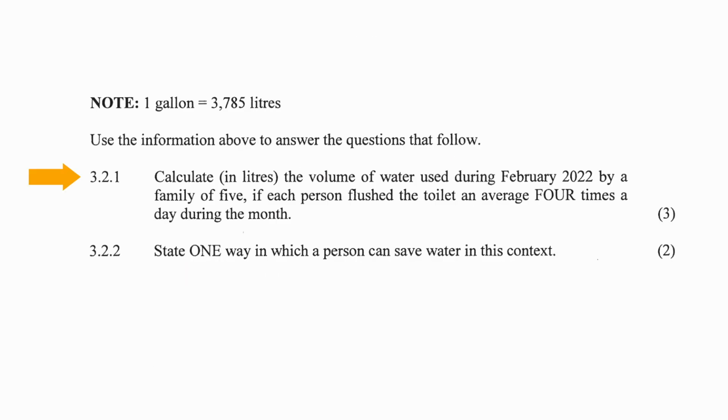In question 3.2.1, you are instructed to calculate in liters the volume of water used during February 2022 by a family of 5 if each person flushed the toilet on average 4 times a day during the month.